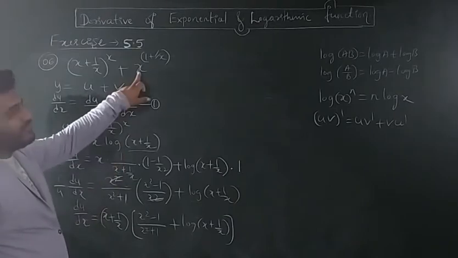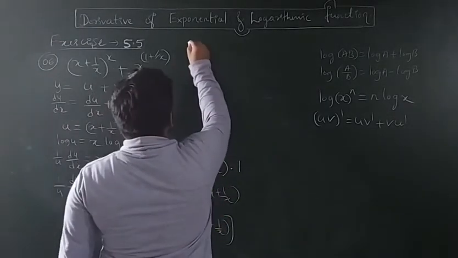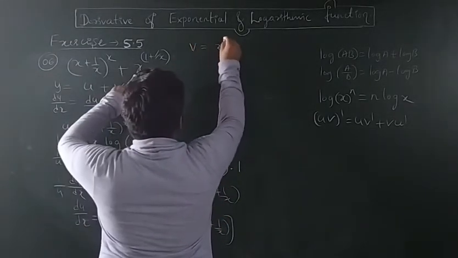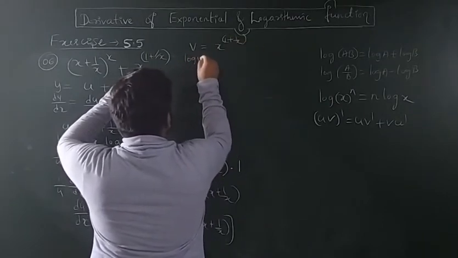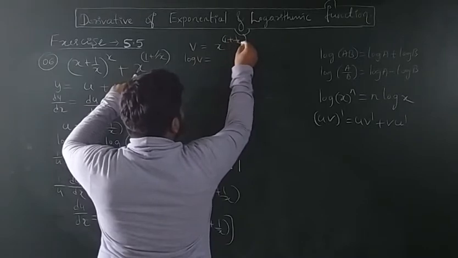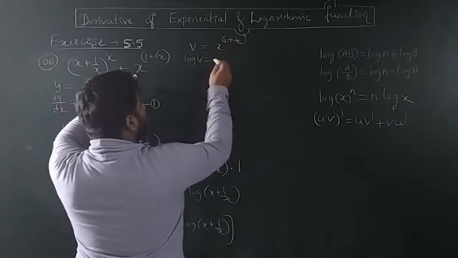Similarly, we can go for v also. So what is v here? v is given as x raised to 1 plus 1 by x. Again applying log, log v equals this, whatever terms are in the power come to the front here.